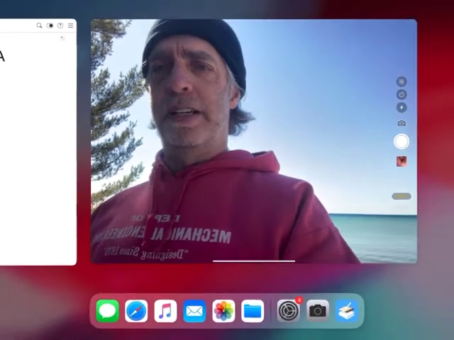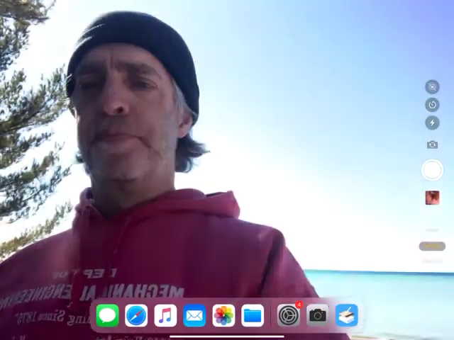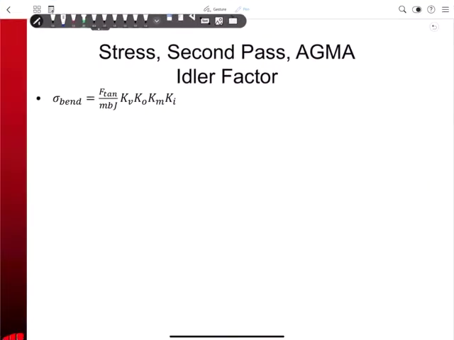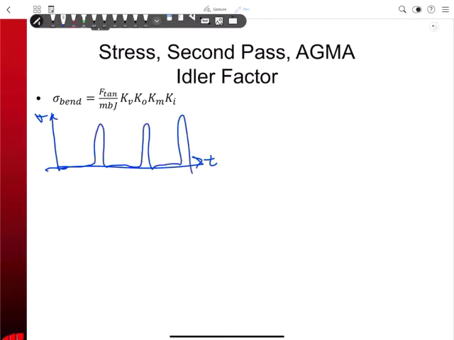Anyway, the idler factor comes from the fact that, kind of like that force analysis we did before, if I were to look at just the driver, just the pinion, and I looked at stress, sigma, on this axis, against time, it goes nothing, and it goes like this, nothing, and it goes like this, nothing, like this, right? So this is for the pinion.